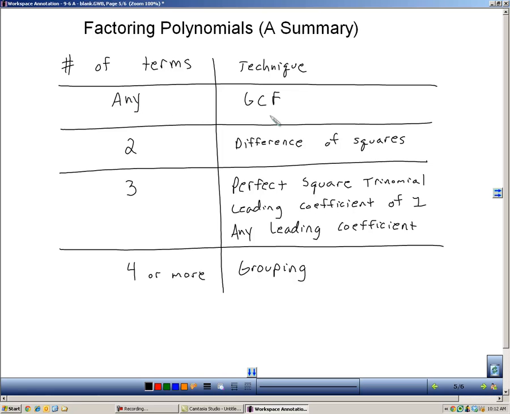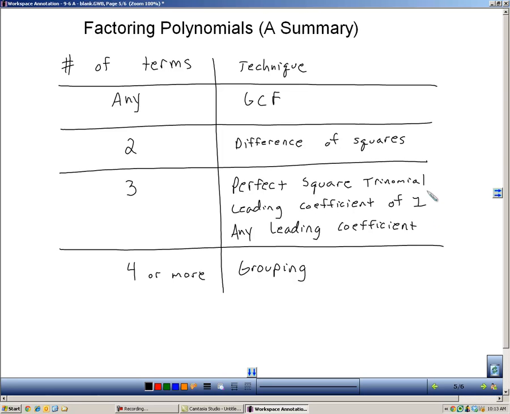First of all, you should always look for GCF. Everything is made easier by pulling out a common factor, so no matter how many terms there are, look to pull out a GCF. If there are 2 terms, you'll want to use the difference of squares technique that we learned, and that's where you have a perfect square in front, perfect square in the back, and a minus sign in the middle. If there are 3 terms, there's 3 different methods of factoring, starting with the easiest.